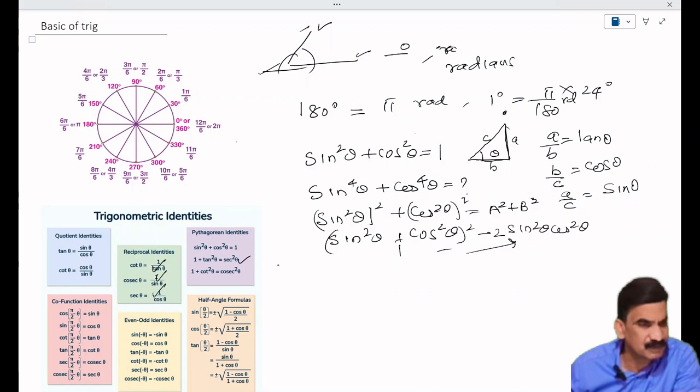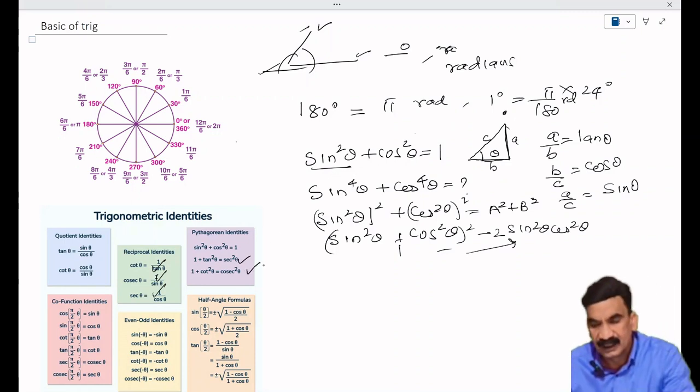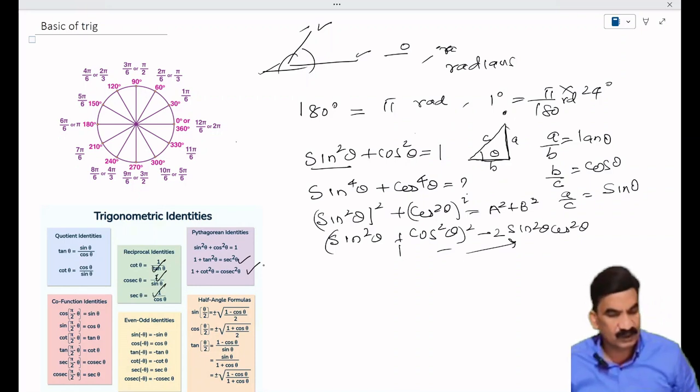Again, this is 1 plus tan square theta is equal to sec square theta. This you could just get by dividing by cos square theta, or dividing by sine square theta, you will get these.